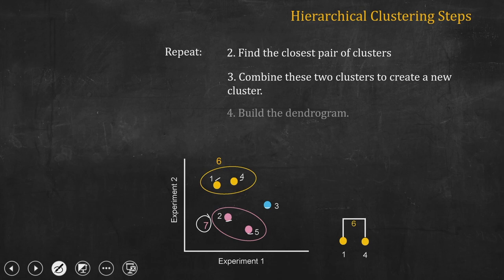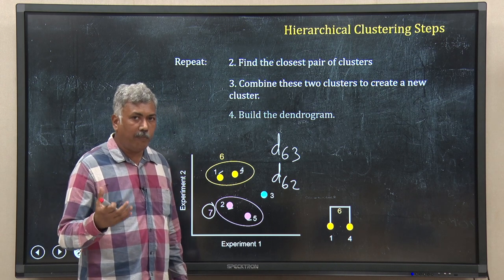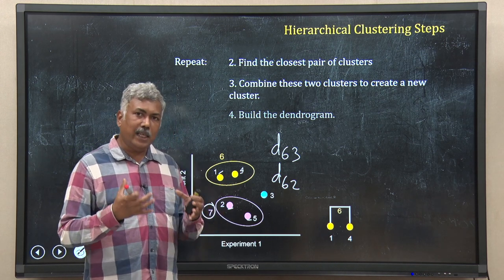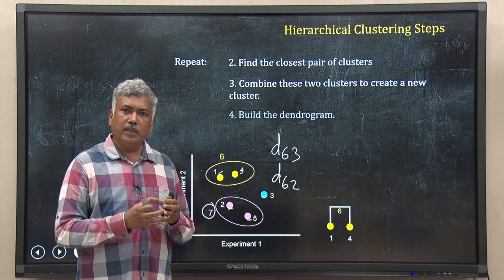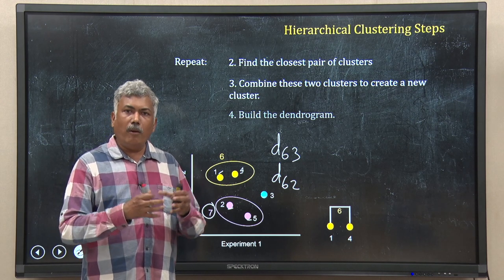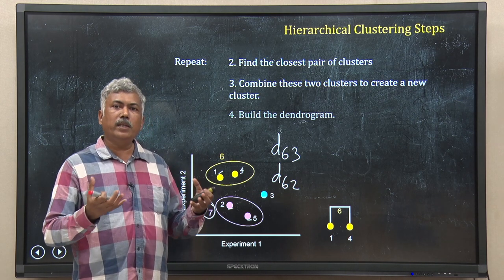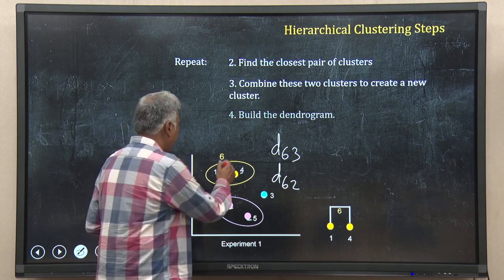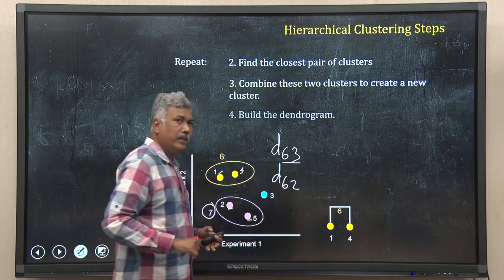But in this particular step, I have calculated distance between 6 and 3, distance between 6 and 2 and so on. Now, 6 itself is a cluster, it is not a data point, right. So, cluster 6 has multiple data points. So, this cluster is a set of objects. So, how do I measure distance between a cluster and a data point?